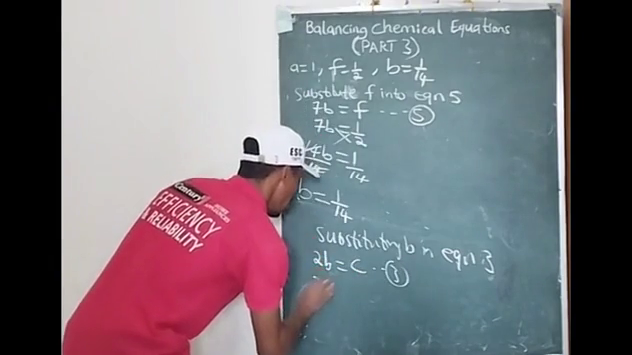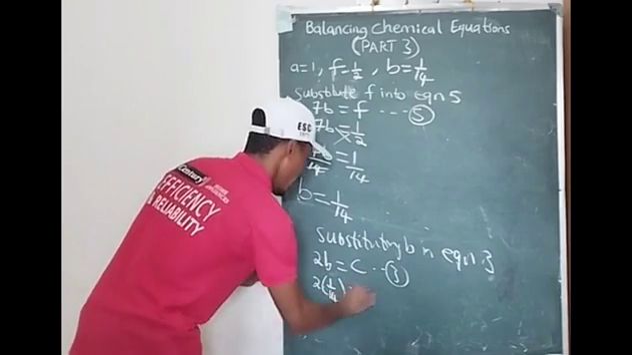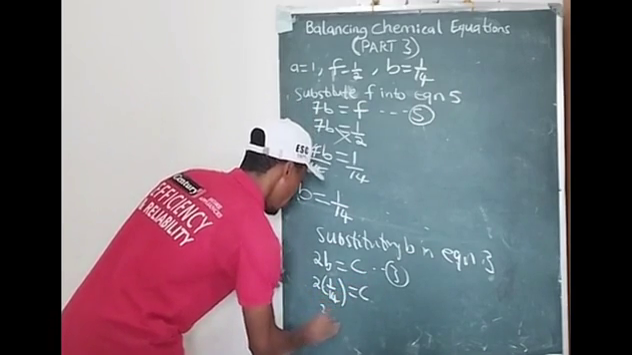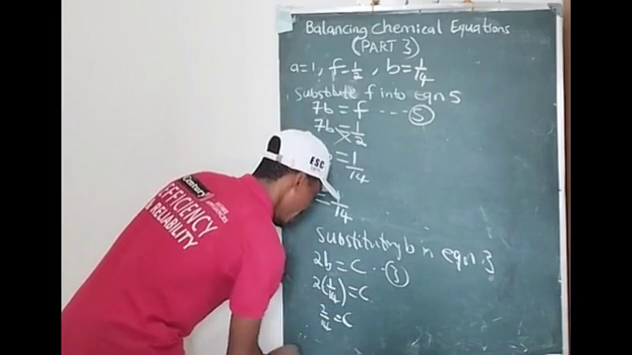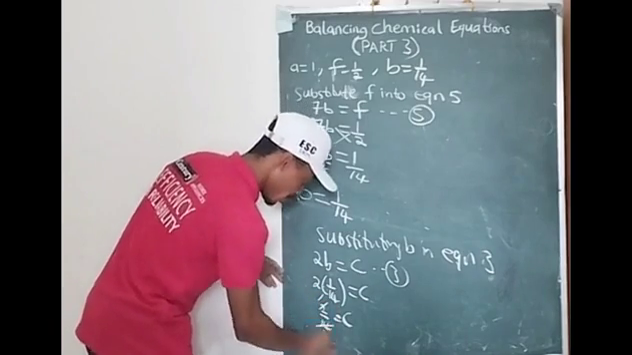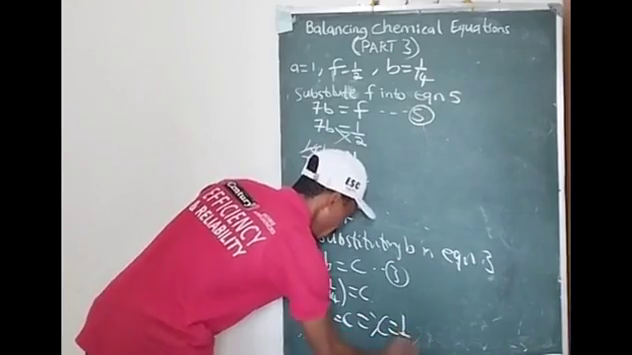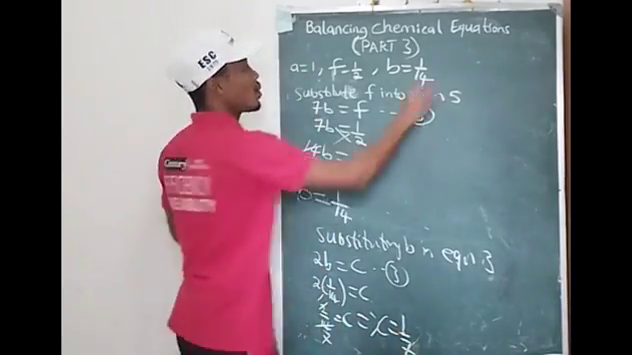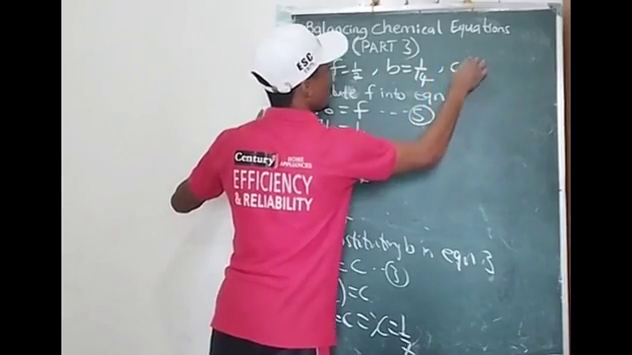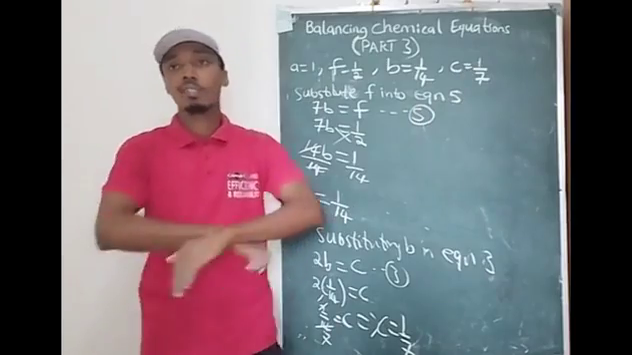So 2 into 1 over 14 equals C. This means that 2 over 14 equals C. Of course, 2 cancels this out, 1 goes here, 7. This means that C equals 1 all over 7. So C is 1 all over 7.